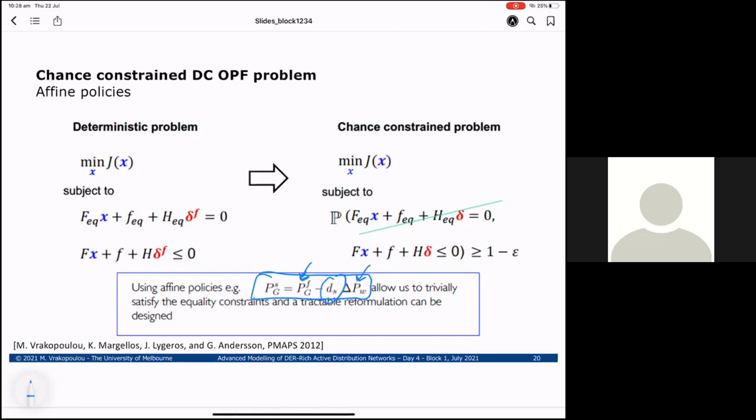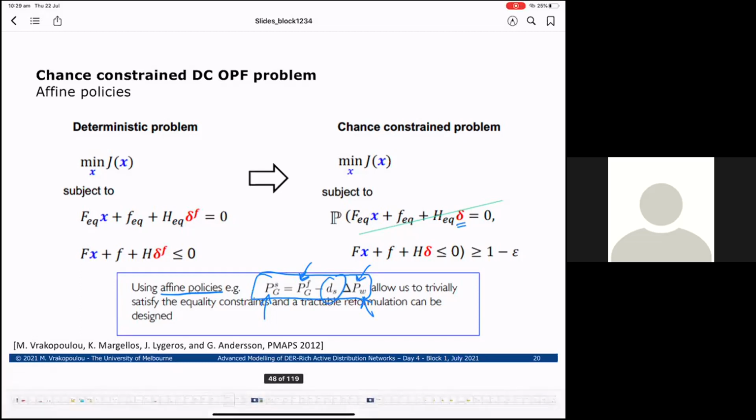So in control theory, these are called affine policies, and this is something we introduced in these kinds of problems in order to be able to create this closed loop of seeing what is actually the generation output, and be able to determine all the constraints exactly, given any kind of error that appears in the system due to your uncertainty variables.